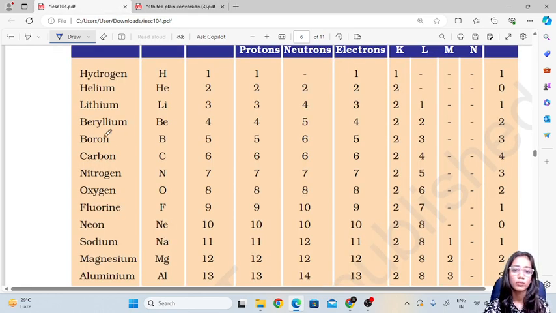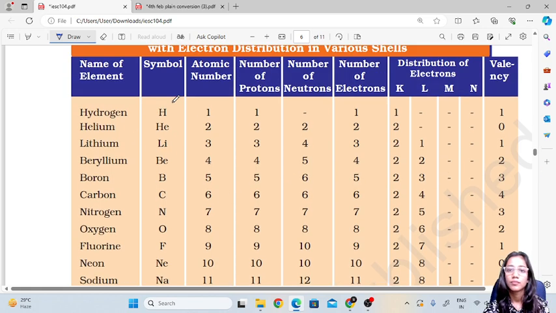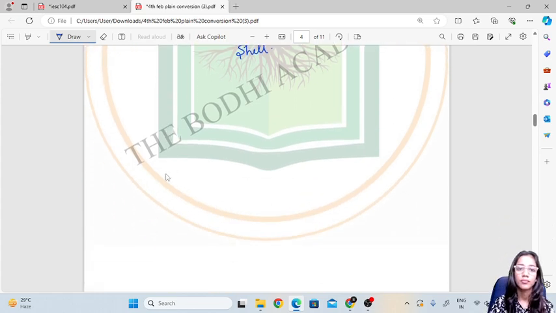Now let us see over here. Starting from hydrogen, hydrogen has atomic number 1 and the number of electrons will go as 1, so the valency is 1. In hydrogen, this is the nucleus, this is the K shell.